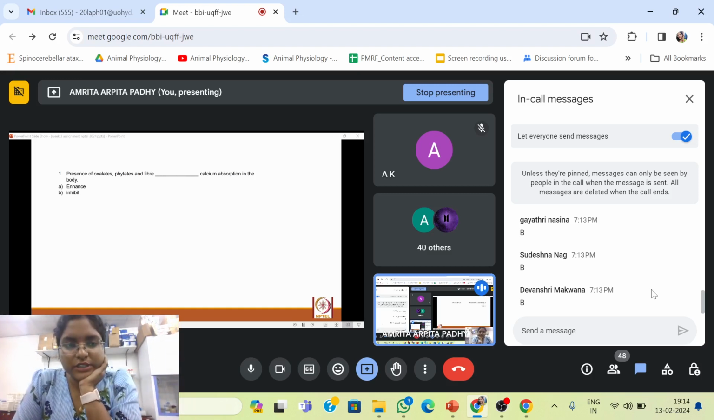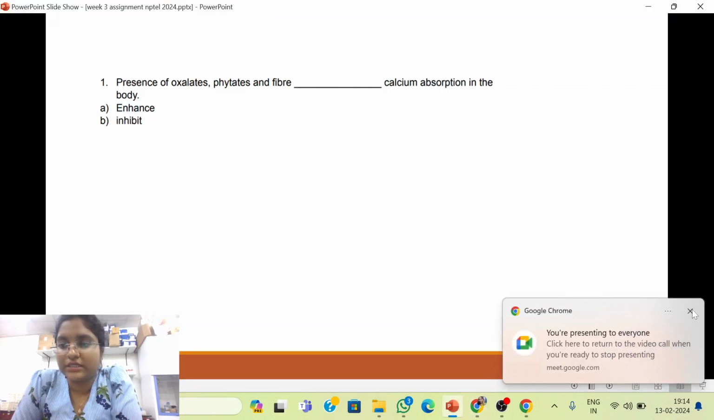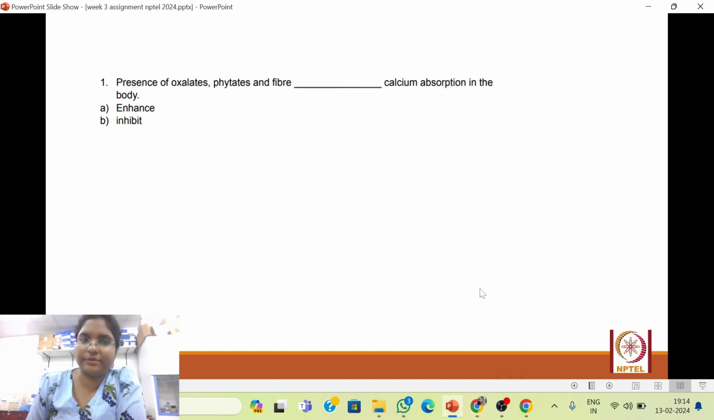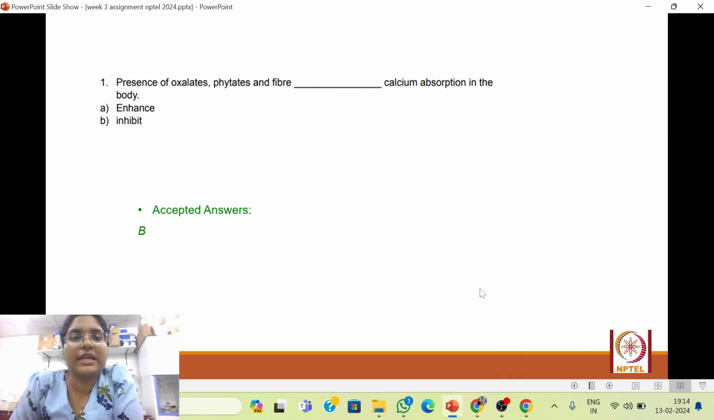Is everyone done? Should we discuss the correct answer? I think that was enough time to decide whether it should be enhance or inhibit. The correct answer is inhibit. Presence of oxalates, phytates, and fiber inhibit calcium absorption in the body.